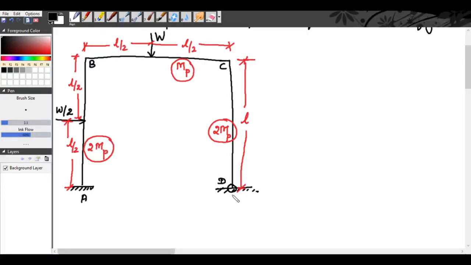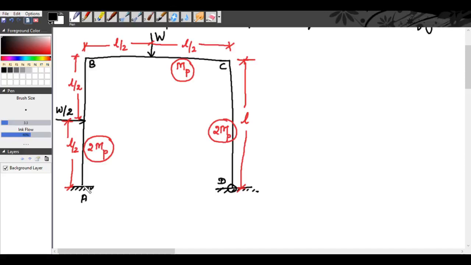This frame is a non-symmetric frame. That means it will be subjected to sway for two reasons. One reason is you check the supports. You have two supports A and D. Support A is fixed support. Support D is hinged support. That means this frame is unsymmetrical. Again, in the column AB, you have a concentrated horizontal load of W by 2, which makes the frame unsymmetrical. So, for these two reasons, this frame is unsymmetrical and it is subjected to sway moments.